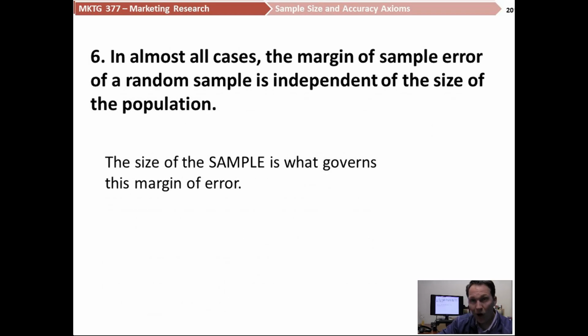6. In almost all cases, the margin of sample error of a random sample is independent of the size of the population. So the size of the population doesn't tell you how much error you're going to have in your statistics. It's the size of the sample. So if you have a population of 1,000 people and you take a sample of 30 people, you're going to have the same margin of error for the most part that you would have if you had a population of 10,000 people. So the size of the sample is what governs your margin of error, not the size of the population.